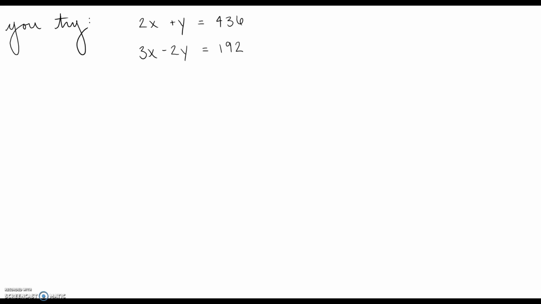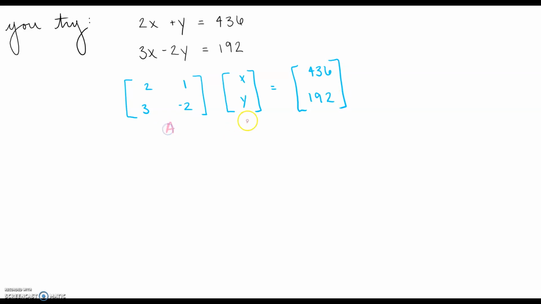So the first step is to set up your ax equals b. So that's going to be 2, 1, 3, negative 2 times xy equals b, 436 over 192. So if you're checking piece by piece, that is ax equals b. The next thing I want to do is determine my inverse. So I'm going to pause and then do that.